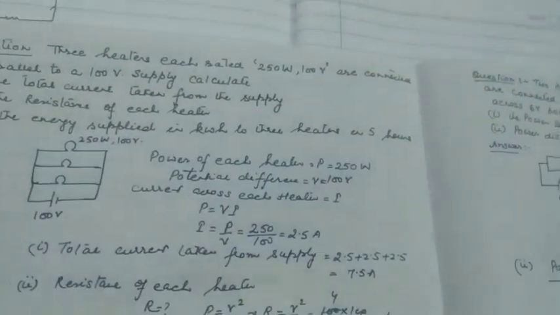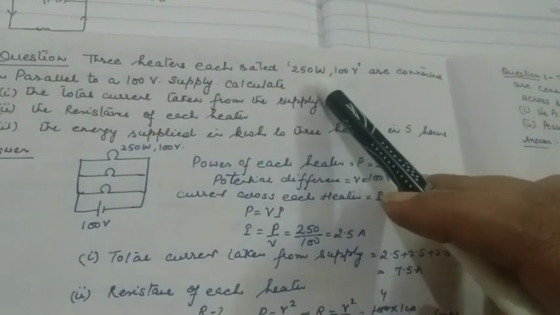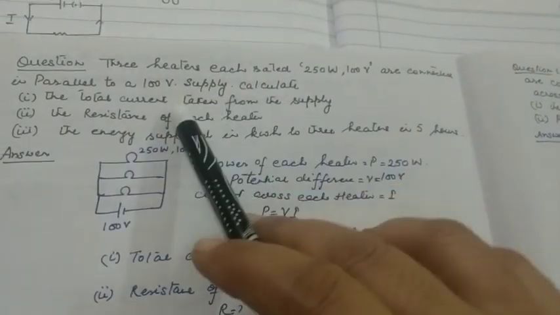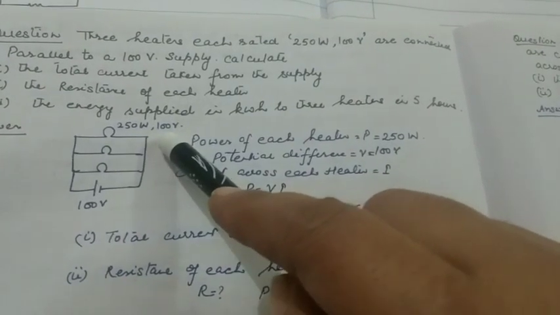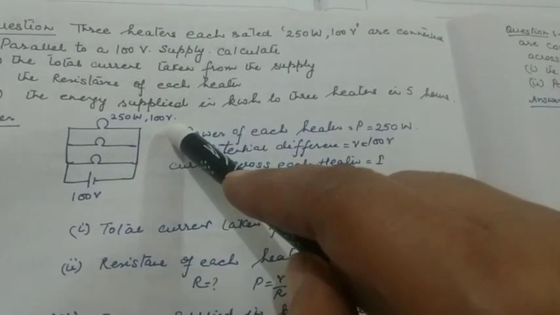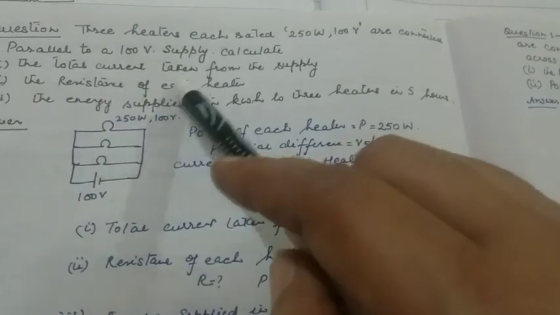In the next question, three heaters, each rated 250 watt and 100 volt, are connected in parallel to the 100 volt supply. Here is one heater whose power is 250 watt and voltage 100 volt. So we are first required to find the total current in the circuit.